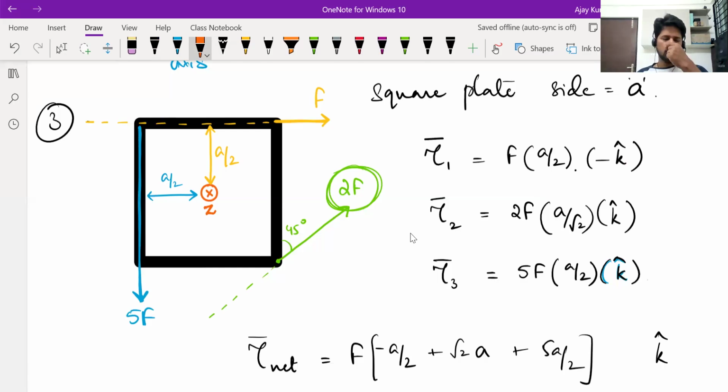So if you want to calculate torque produced by a force about a given axis, visualize the component of force, or the force itself, in a plane perpendicular to the axis. Here, all the forces are in the plane perpendicular to the axis. Then it becomes easy to draw the line of action of the force, take the perpendicular distance and calculate.